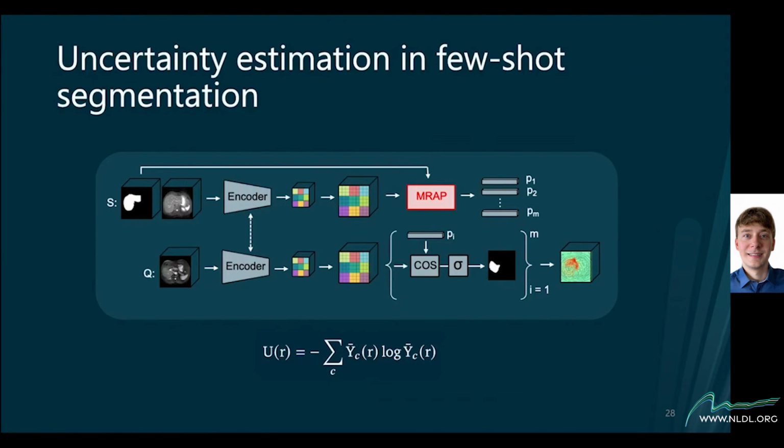So our updated model now looks as follows. Again, we have our support image, send it through, and then we do this masked randomized average pooling instead of the masked average pooling. We compute multiple prototypes, so samples of this distribution over the prototypes. And then we can compute the uncertainty by looking at the predictive entropy over all these different samples, over the distribution of our prototypes. And we can use the mean over these as our prediction.